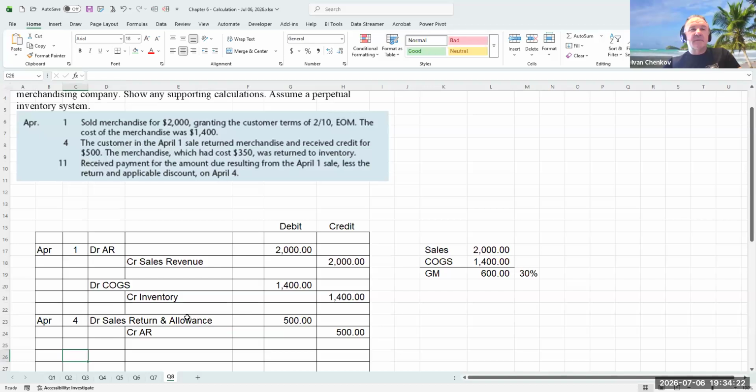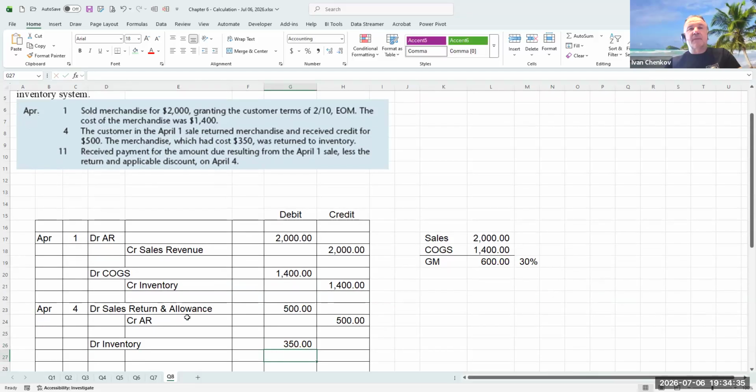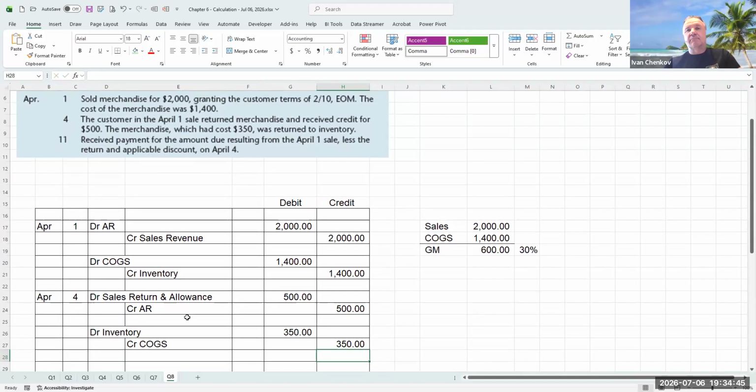Next thing, that inventory that he returns is gonna come back to us. So we have to increase our inventory again. And the inventory is gonna be 350. And credit, now we have to reduce our cost of goods sold. Cost of goods sold with $350.